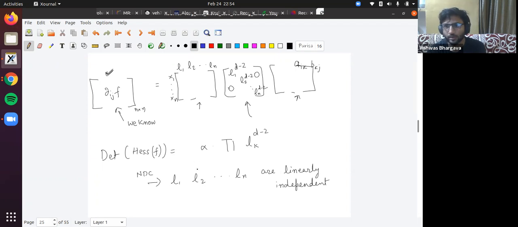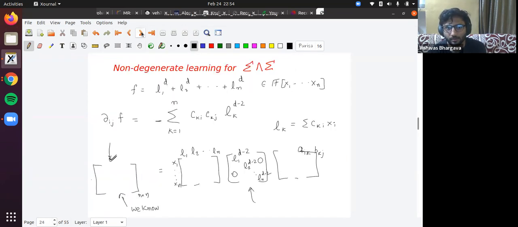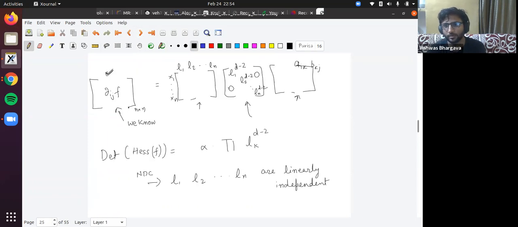And one can note that if you sample n linear polynomials, they will be linearly independent with high probability. So by this very simple identity, that the Hessian of a polynomial factorizes like this, we get a non-degenerate learning algorithm for sums of powers of linear forms. Any doubt in this? It's actually very elementary. Okay, so I'll move on.